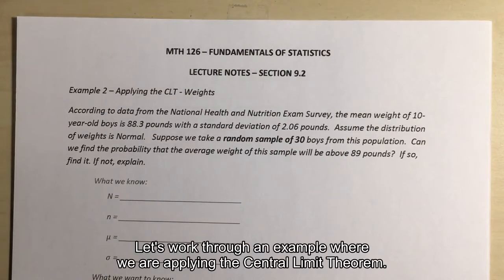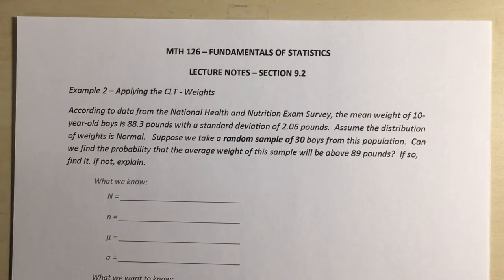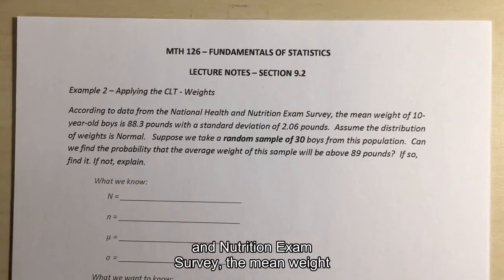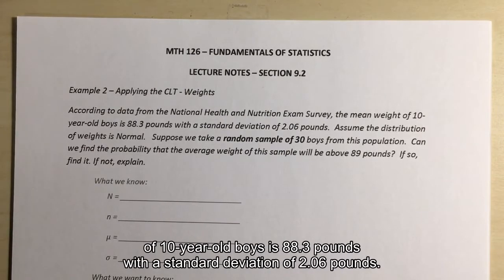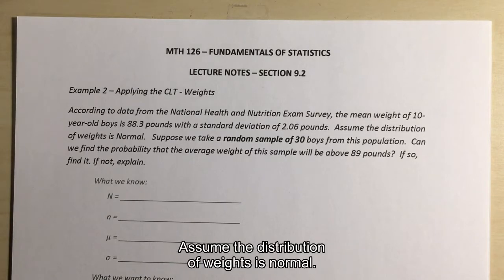Right, so let's work through an example where we are applying the central limit theorem. According to data from the National Health and Nutrition Examination Survey, the mean weight of 10-year-old boys is 88.3 pounds with a standard deviation of 2.06 pounds. Assume the distribution of weights is normal.